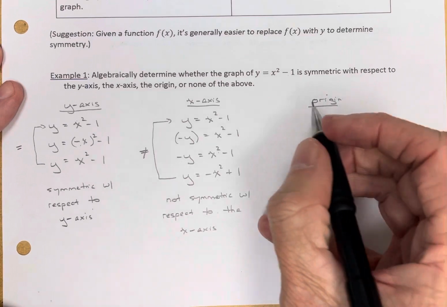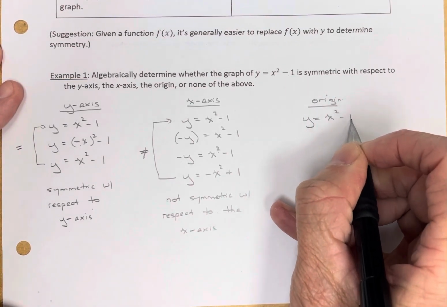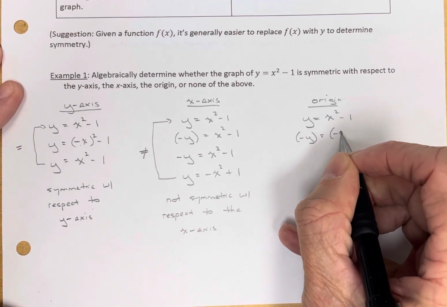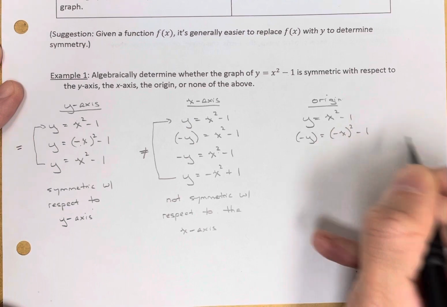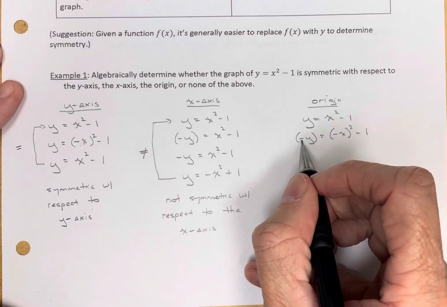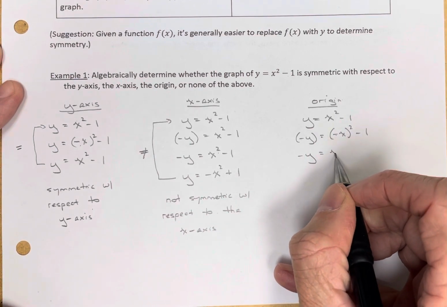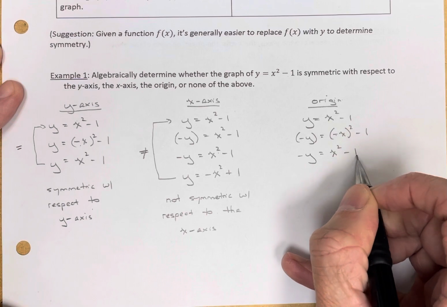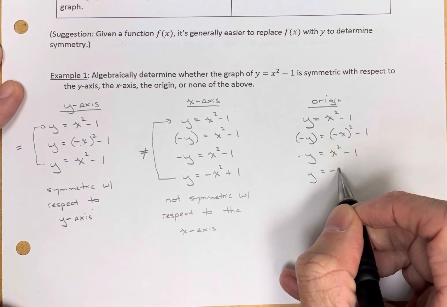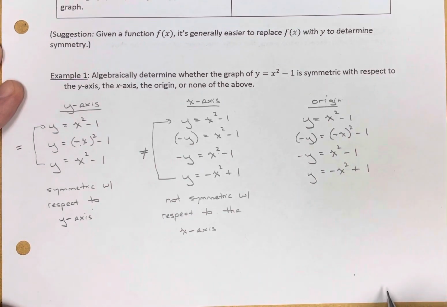Okay, let's go back. Let's write the original. y equals x squared minus 1. Let's substitute negative y in for y and negative x in for x. Again, I use parentheses. Let's do some math. Well, this is just negative y. Negative x times negative x is positive x squared minus 1. Now I'm going to multiply both sides by negative 1, and I get y equals negative x squared plus 1.